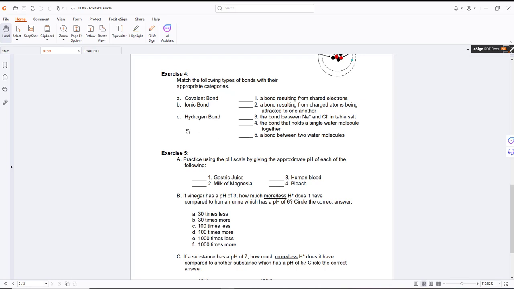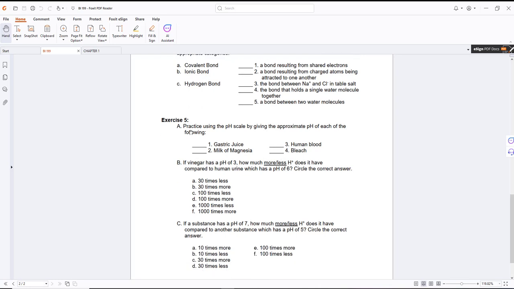Exercise 4 is simply a matching. Okay, so what matches with whom, and you'll notice there are 3 answers but 5 questions, so obviously these will be used more than once.